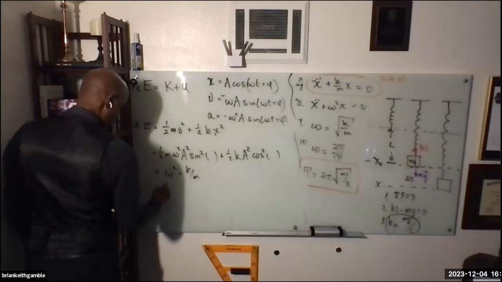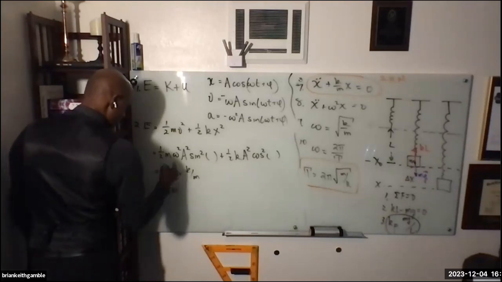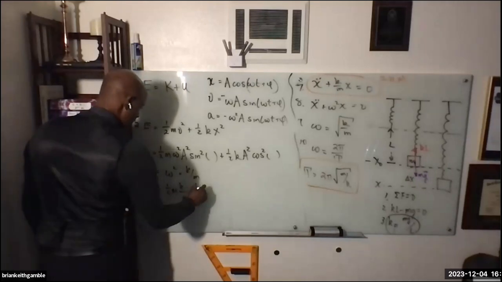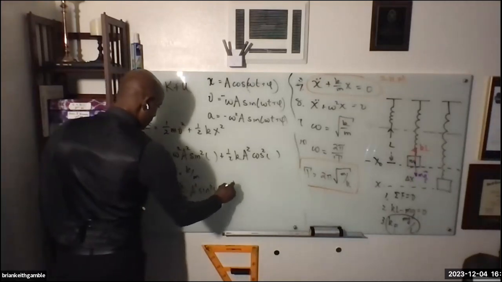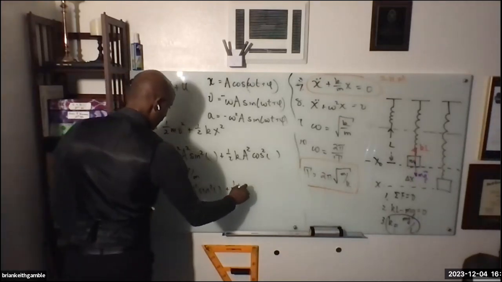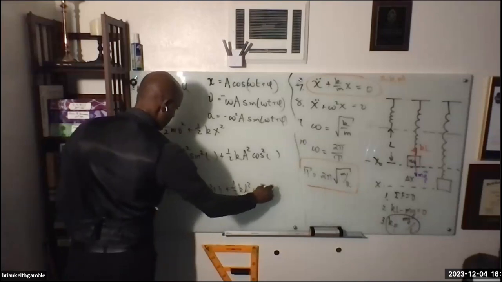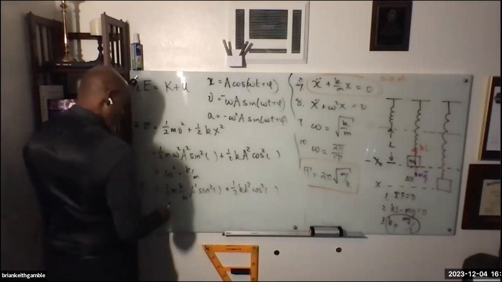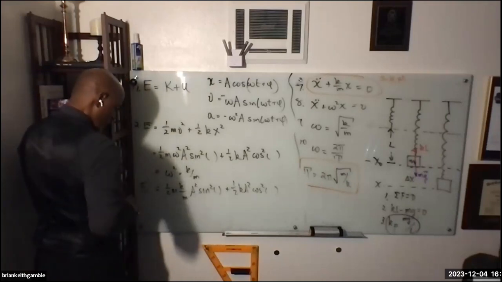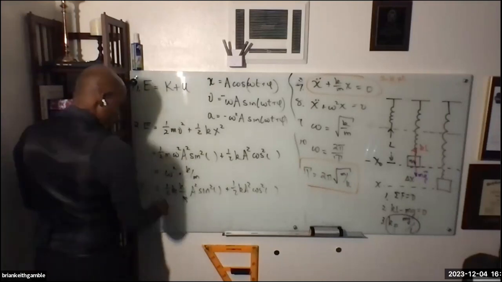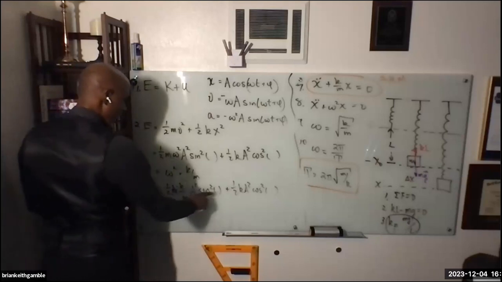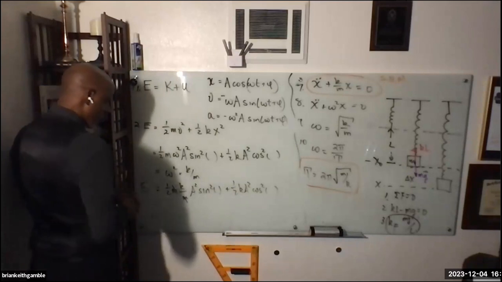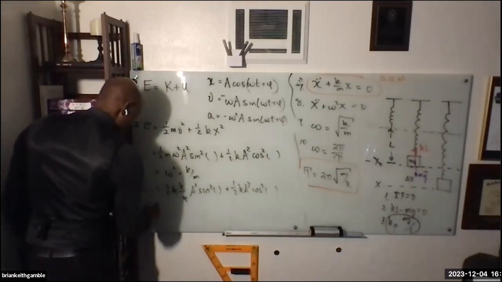So that's going to give me 1/2 m, the m is still there, omega squared is k over m, a squared sine squared argument, plus 1/2 k a squared cosine squared argument. So look, the m's go out. So on this side, I have 1/2 k a squared times sine squared, and 1/2 k a squared cosine squared. I can factor out the 1/2 k a squared.